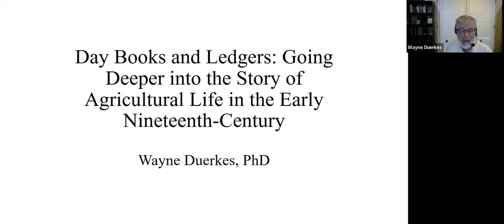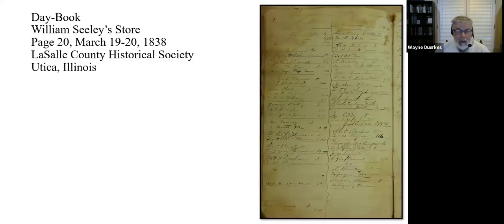So we're going to start by talking about different kinds of account books that existed back in this time. I think most of them still exist to this day. Most of them are computerized, but at this time frame, things were much different. So the first is the standard day book, as you see here. This is a page from William Seeley's store out here in LaSalle County.